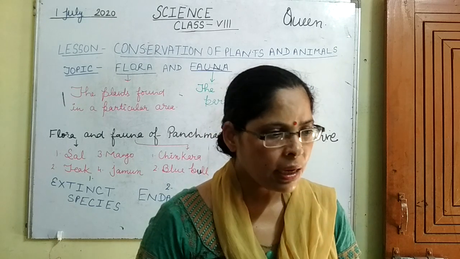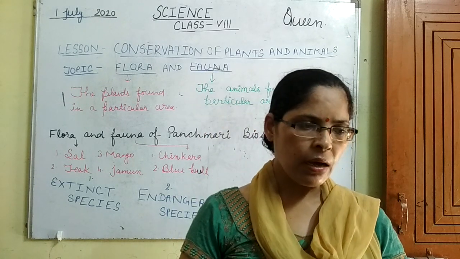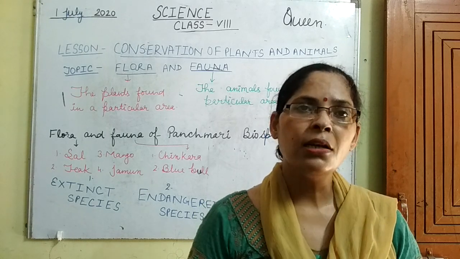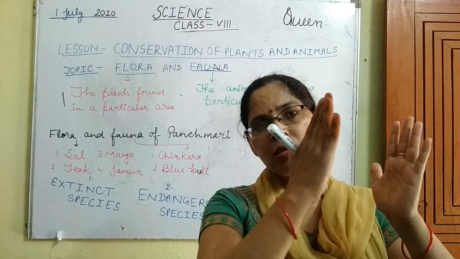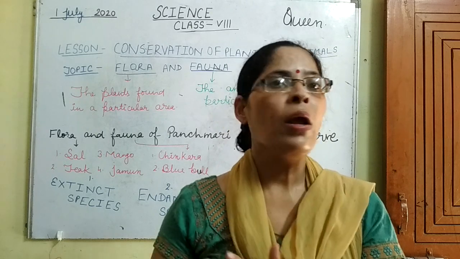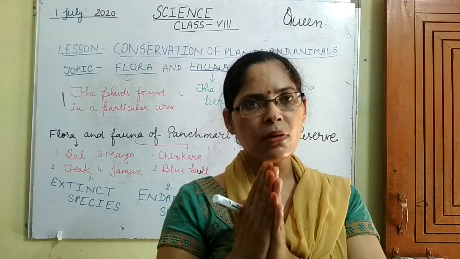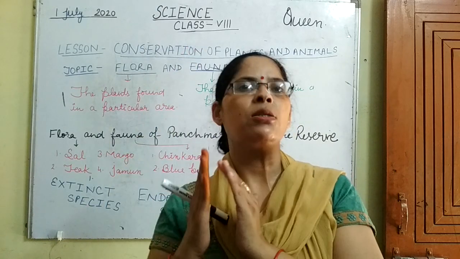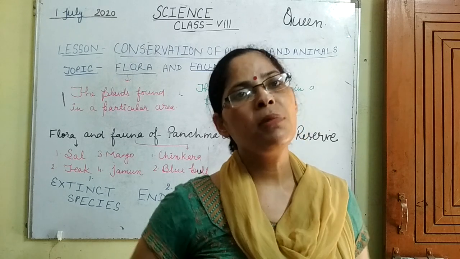Okay. The second biosphere reserve is Gulf of Mannar Marine National Park. So where is it present? It is present between the last point of India, that means Tamil Nadu, and the starting point of Sri Lanka. When we go to Sri Lanka from India, it will be the first point of Sri Lanka. So why is it famous, students?